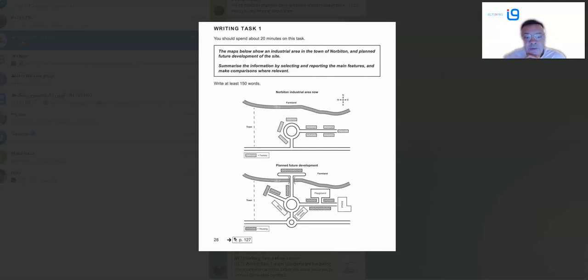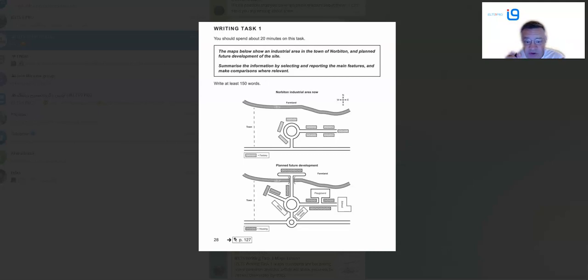A couple of people were asking about how to do maps. They didn't really know. So there's different question types. Usually it's a map in the past and present, but this one here is interesting because it's a map in the present of Norbiton and what's the planned future development of the area.